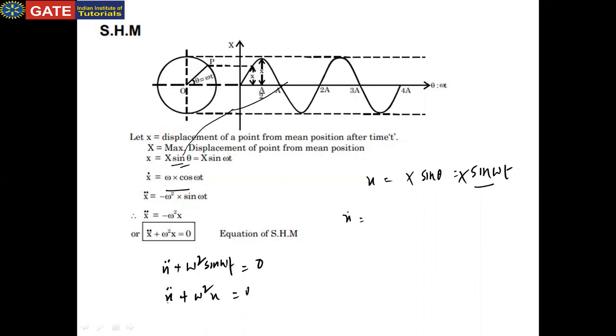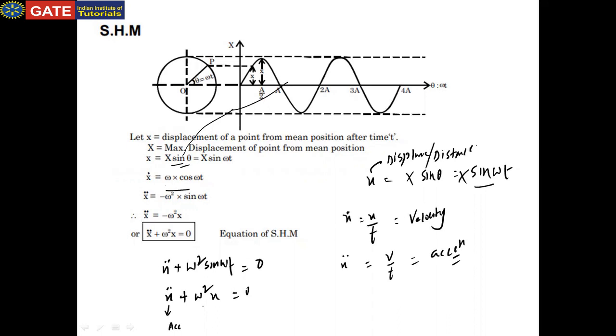What is the meaning of it? Here x is the displacement, or you can say distance, depending on scalar or vector. X dot is x by t, which means velocity. X double dot is velocity by time. What is velocity by time? It is acceleration. So x double dot means acceleration, and x means displacement or distance. Dot is nothing but differentiation with respect to time. That's the meaning of dot.